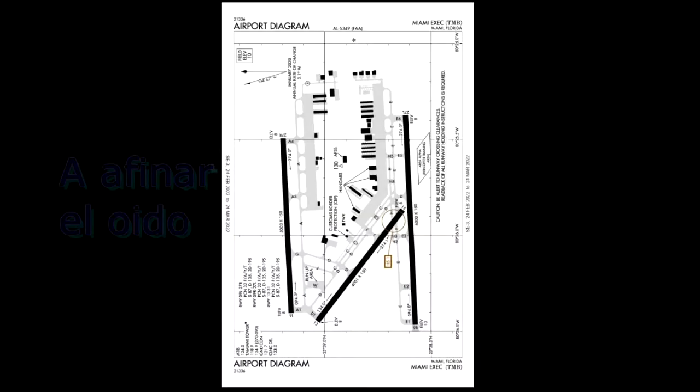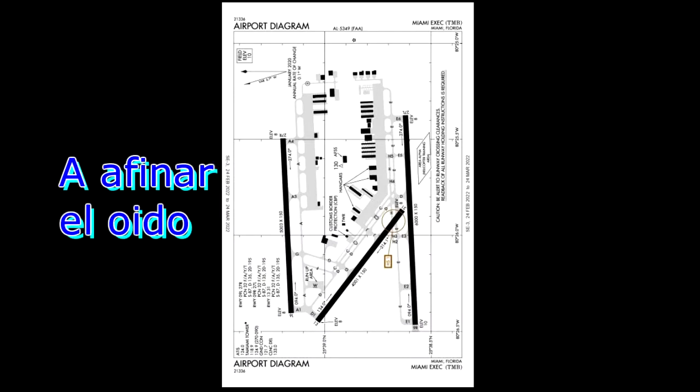Cherokee 8 Echo Romeo, runway 9 on right, taxi via Echo, cross runway 13. Correction, runway 27 left, taxi via Echo, cross runway 13. 27 left, taxi via Echo, Romeo.